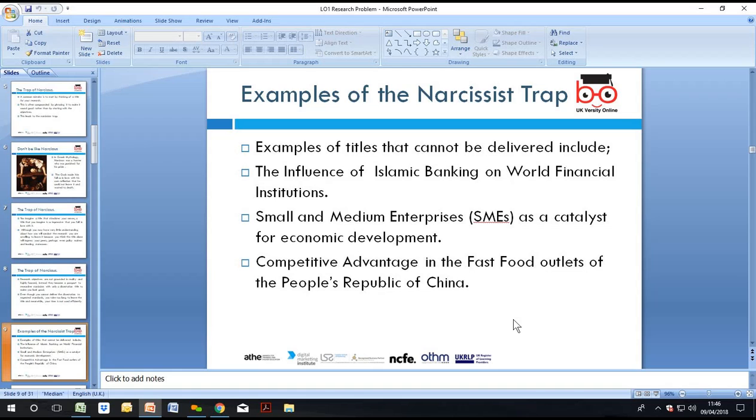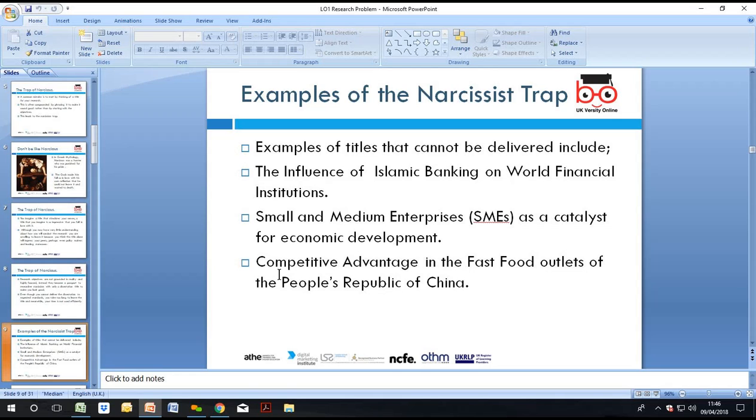Examples of titles that cannot be delivered include the influence of Islamic banking on world financial institutions. Again, that sounds good, but how do you get the information? Small to medium enterprises as a catalyst for economic development. Again, that's far too big. It's such a broad statement. Yeah, you need to be more specific.